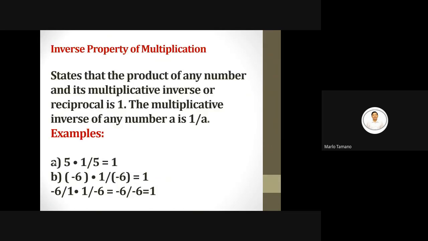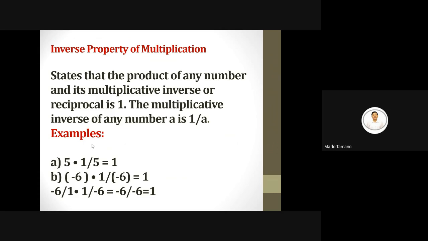Inverse property of multiplication states that the product of any number and its multiplicative inverse or reciprocal is 1. The multiplicative inverse of any number is 1 over A. So ganito po ang forma niya. So for example, we have here 5. The multiplicative inverse of it is 1 over 5. Meaning to say, if you are going to convert this 5 into fraction that is 5 over 1, no? Babaliktarin mo that is 1 over 5.